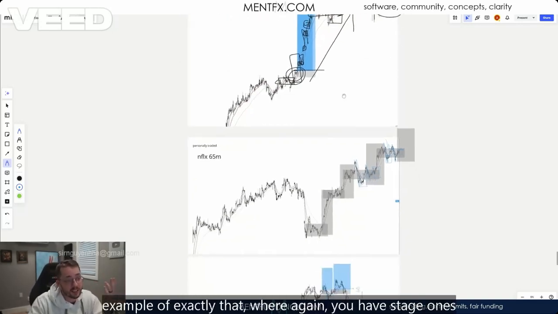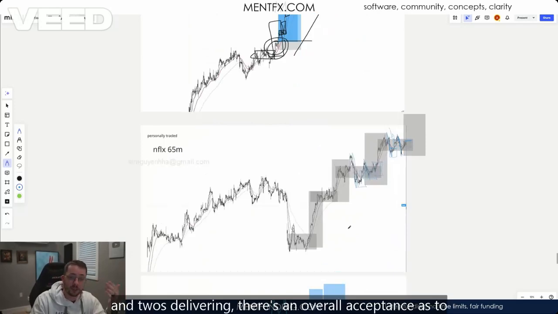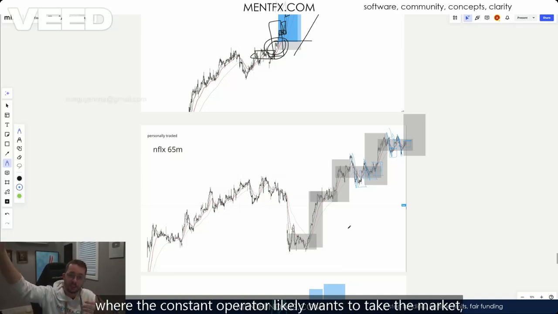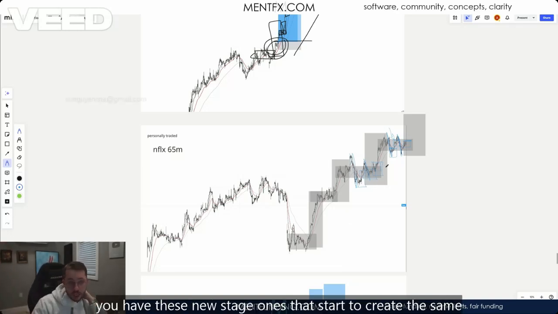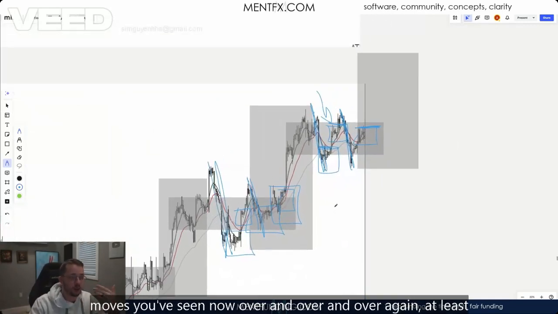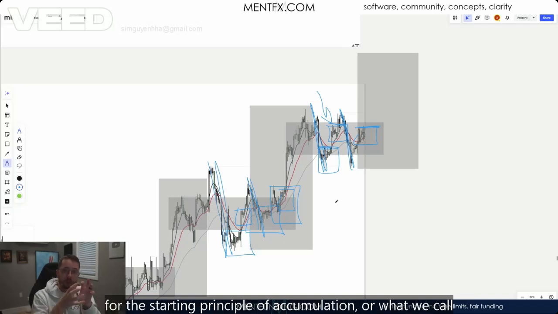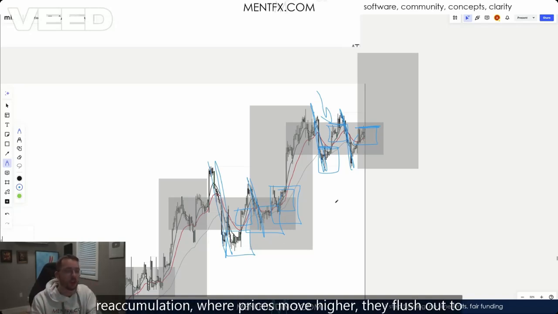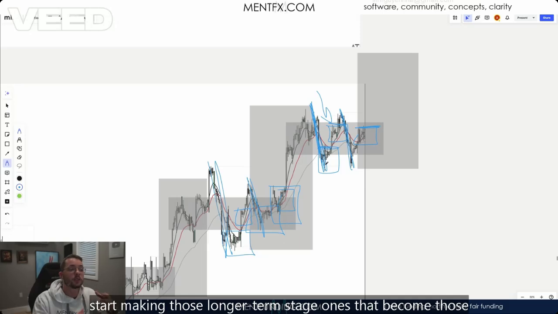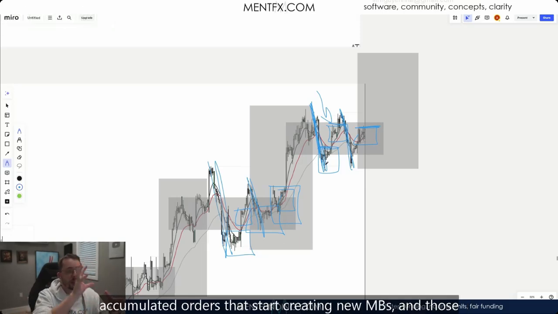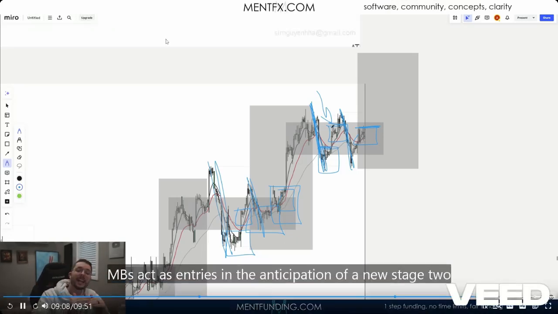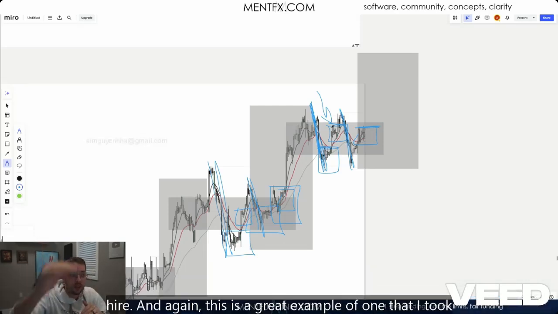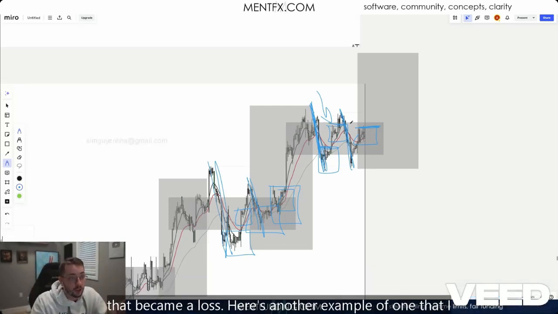And this is a great example of exactly that, where, again, you have stage 1s and 2s delivering. There's an overall acceptance as to where the composite operator likely wants to take the market. You have these new stage 1s that start to create the same moves you've seen now over and over and over again, at least for the starting principle of accumulation, or what we call reaccumulation, where prices move higher, they flush out to start making those longer term stage 1s that become those accumulated orders that start creating new MBs. And those MBs act as entries in the anticipation of a new stage 2 higher. And again, this is a great example of one that I took that became a loss.